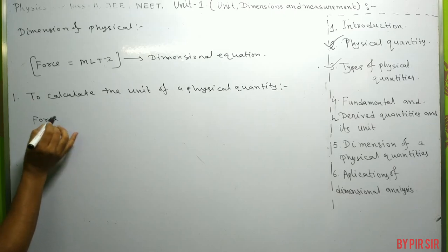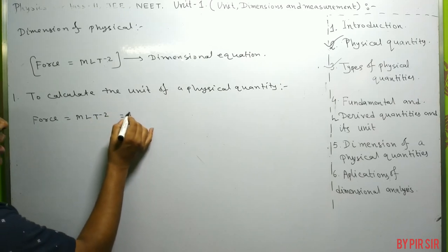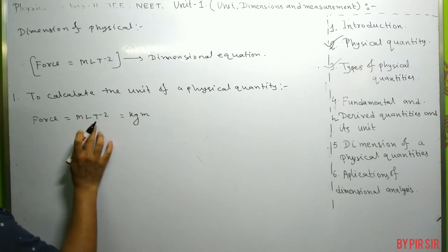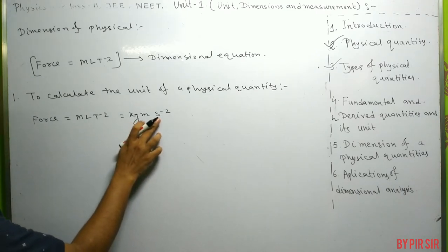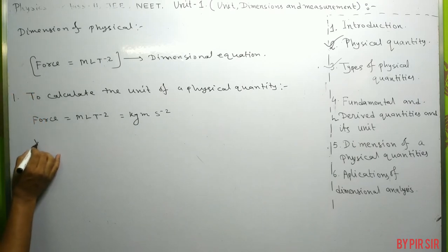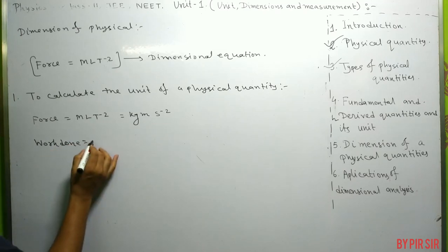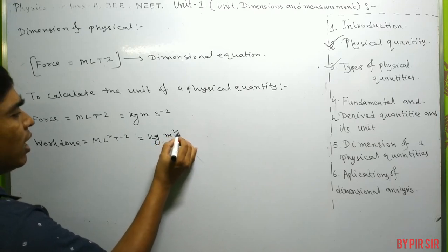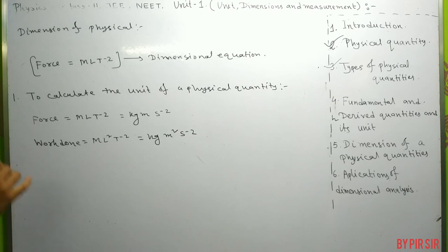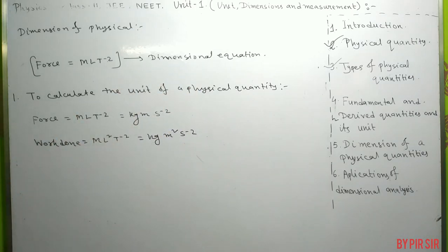Here, the dimensional equation of force is M L T^-2. The unit of mass is kg, the unit of length is meter, and the unit of time is second. That means the unit of force will be kg meter second^-2. What will be the unit of work done? The dimensional equation of work done is M L^2 T^-2. Then it will be kg meter^2 second^-2. In this way, you can calculate the unit of any physical quantity. This is one application of the dimensional equation.